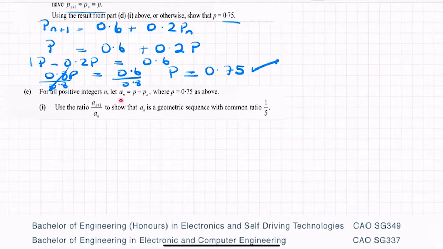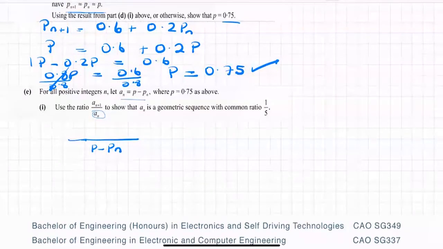So this isn't easy. A to the power of n is p minus pn. So that's the bottom, I just subbed in here for an. And then the top line is a to the power of n plus 1. Just like in functions, n here is being replaced by n plus 1. So on the top then I would have p minus p of n plus 1. I hope that makes sense to you now.